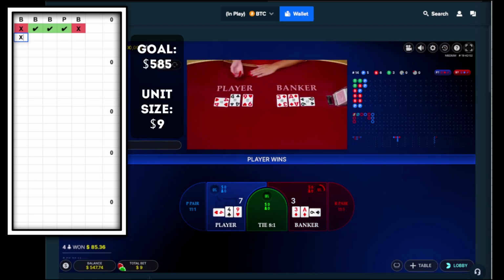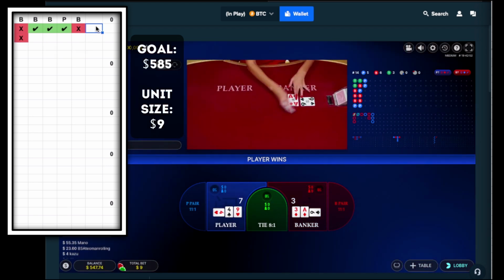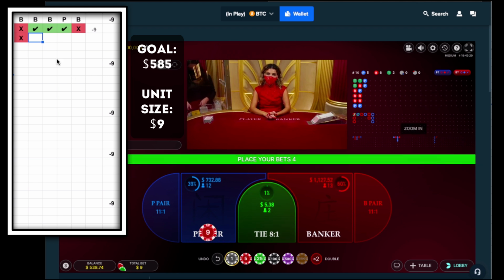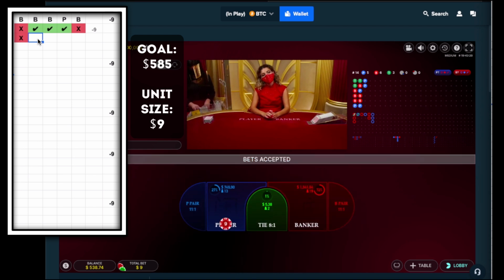We lose that bet, we get another X, -9. Looking for the X here, so I will place my bet on player. Remember, we are flat betting, looking for +3. Our stop loss is -3. Our win goal for this session is 585.